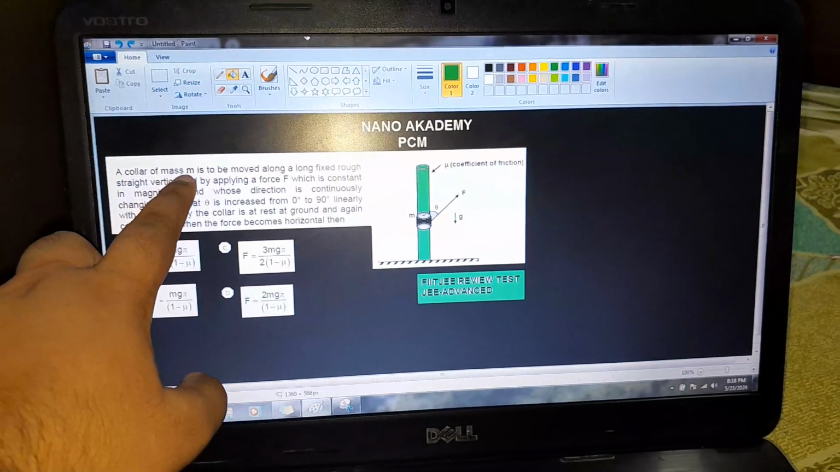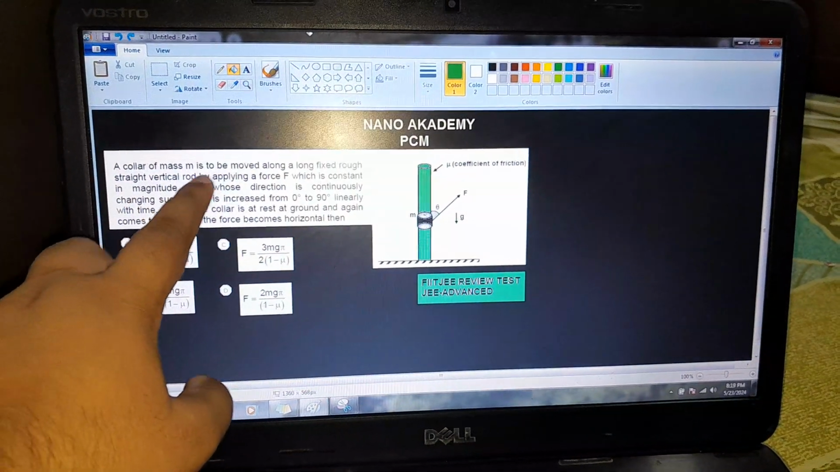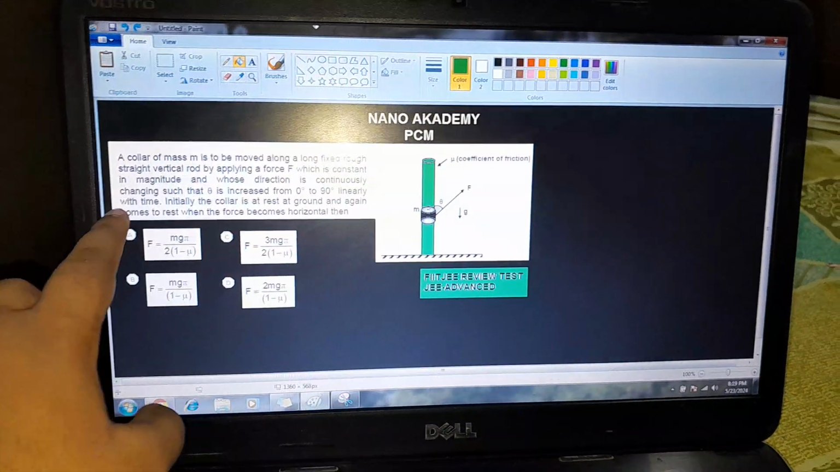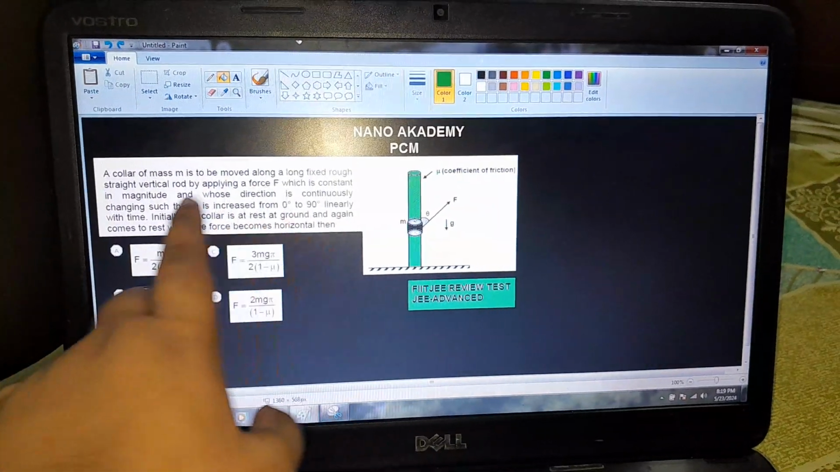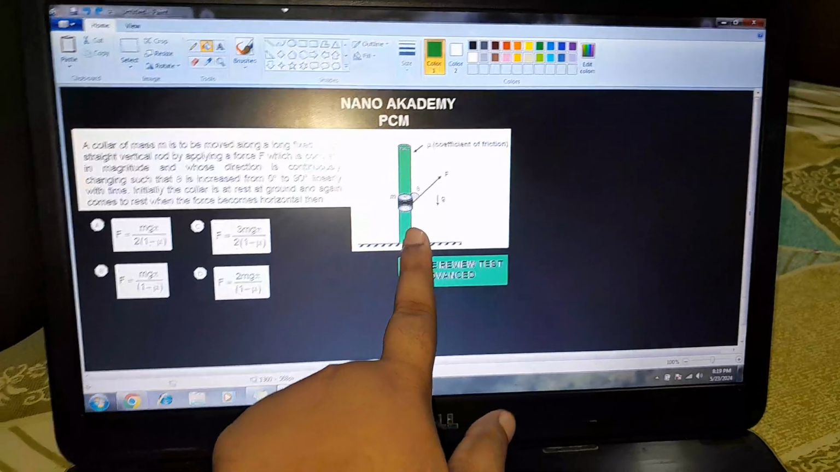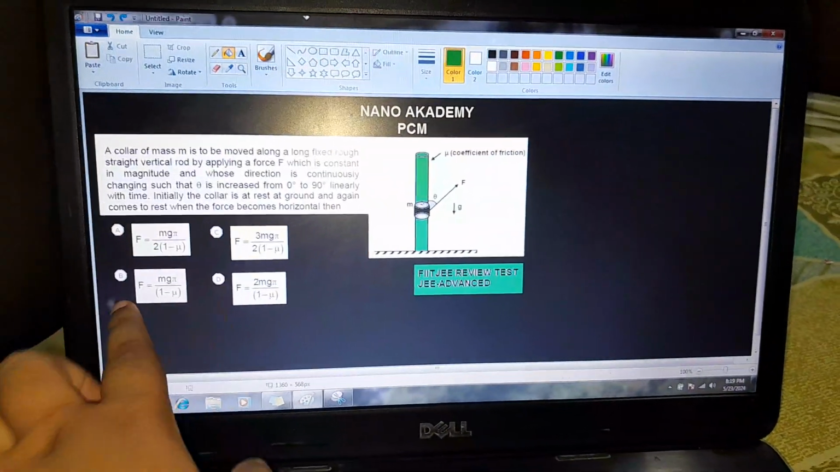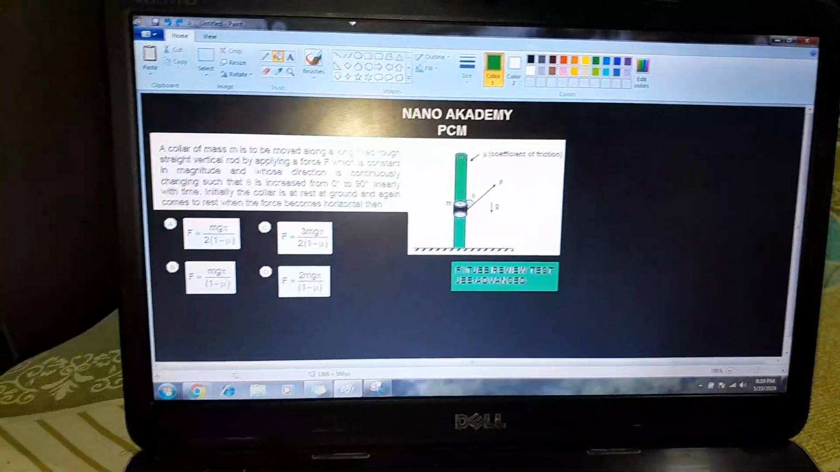A collar of mass m is to be moved along a long fixed rough straight vertical rod by applying a force F which is constant in magnitude and whose direction is continuously changing such that theta is increased from 0 to 90. Means first the force is acting like this and here the force is acting like this. So let's find the force acting throughout its motion.